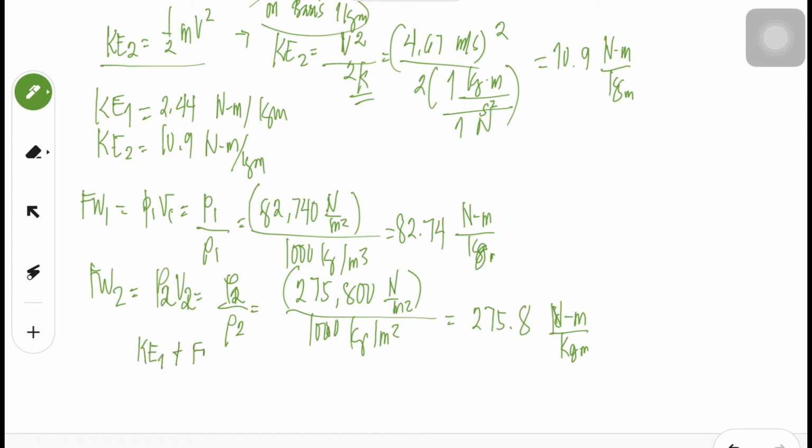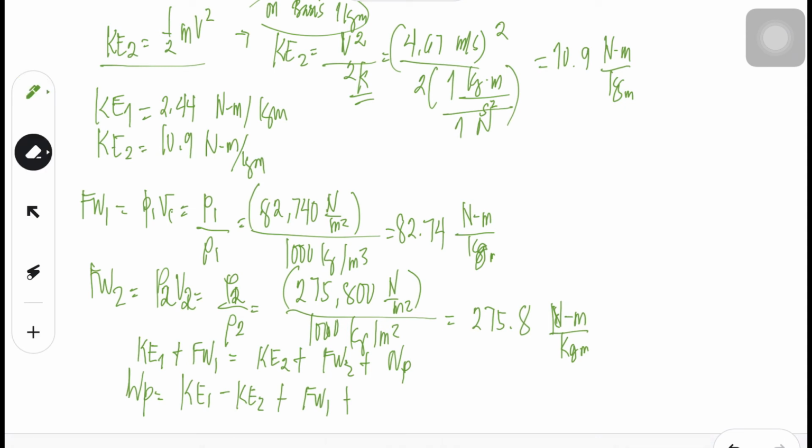So we have now this one, because the formula in solving for the work is kinetic energy at point 1 plus the flow work at point 1, equals kinetic energy at point 2 plus the flow work at point 2 plus the work of the pump. So the work of the pump is equal to the kinetic energy 1 minus kinetic energy 2 plus flow work 1 minus the flow work at point 2.